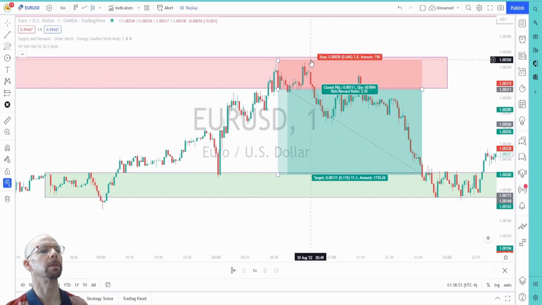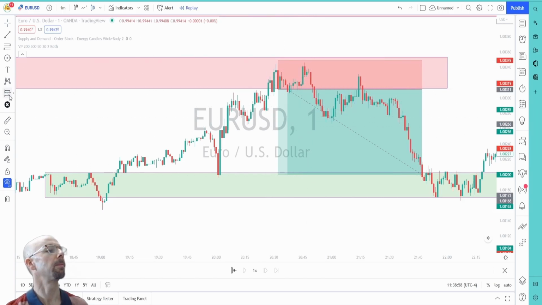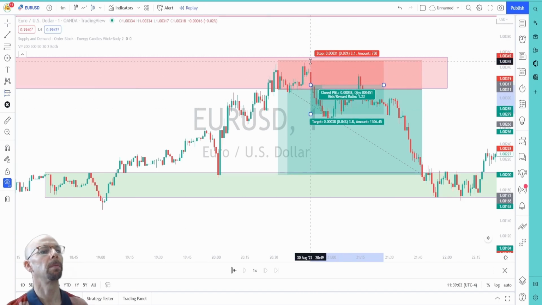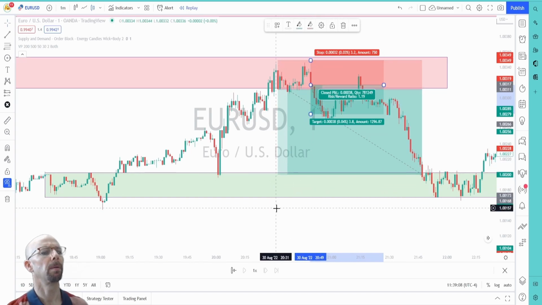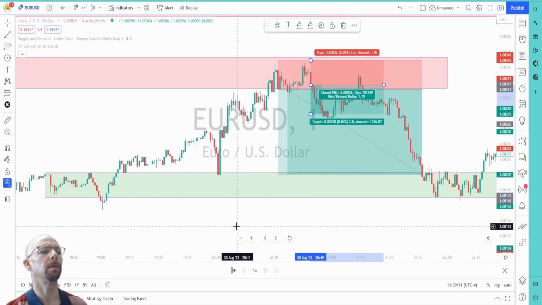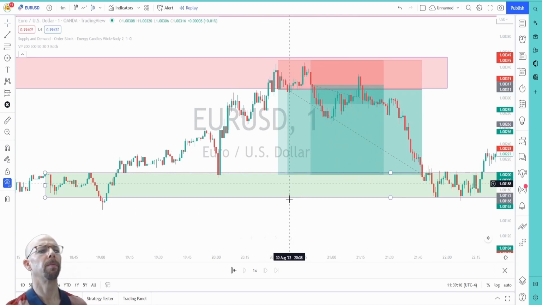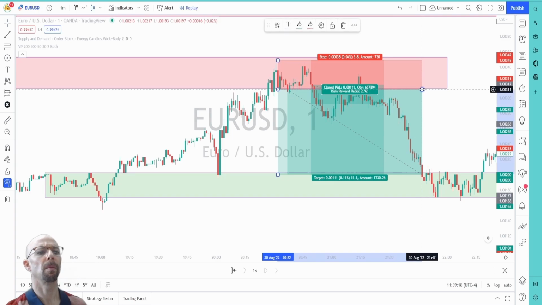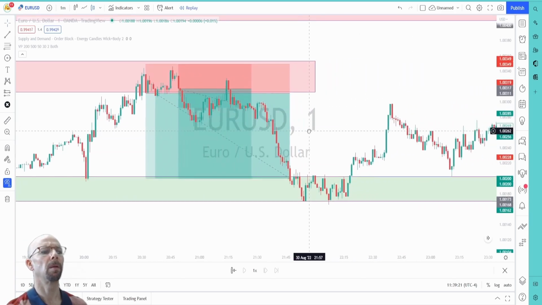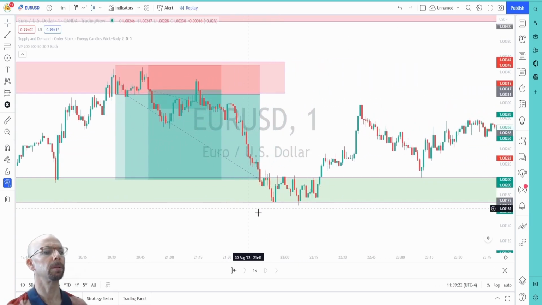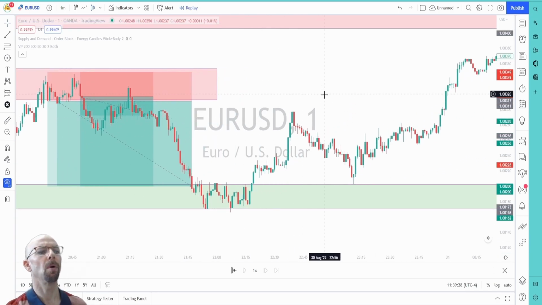Now, if you would have gotten stopped out, you could have looked for another entry to get in on this. And you could have tried getting in a second time. Again, stop loss just above, and targeting the same area. So you can see price came back down into an area that we had marked. So this happens over and over again.